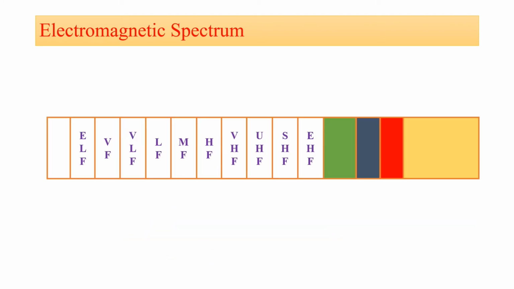Now let's see the electromagnetic spectrum. Now this is the electromagnetic spectrum, or it is also called the IEEE frequency spectrum. And why is this spectrum called the IEEE frequency spectrum? Because this spectrum is invented by IEEE, that is the Institute of Electrical and Electronics Engineers. And here various frequency ranges are available.